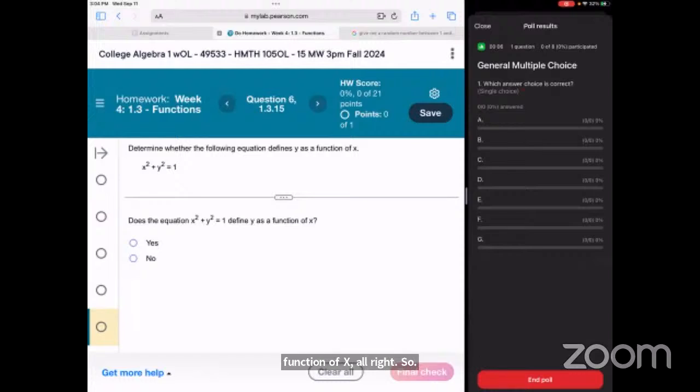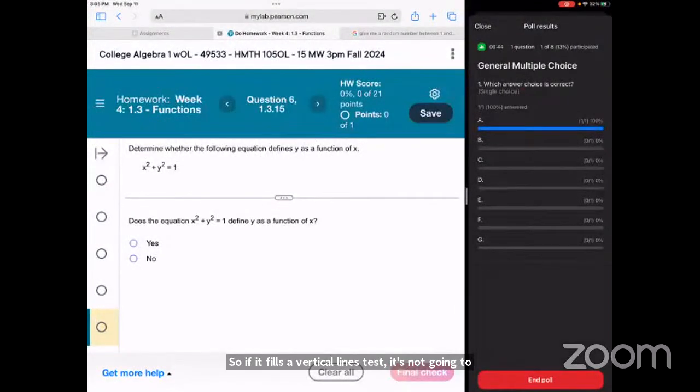If we were to solve this for y in terms of x, we might subtract x squared on both sides. And then to get rid of that power of 2, we might take the square root on both sides. If we take the square root on both sides, we're going to have to include the symbol plus or minus. Because of that plus or minus, that's going to cause the image to fail the vertical line test, right? If it fails the vertical line test, it's not going to be a function. I'm going to go ahead and end the poll, okay?